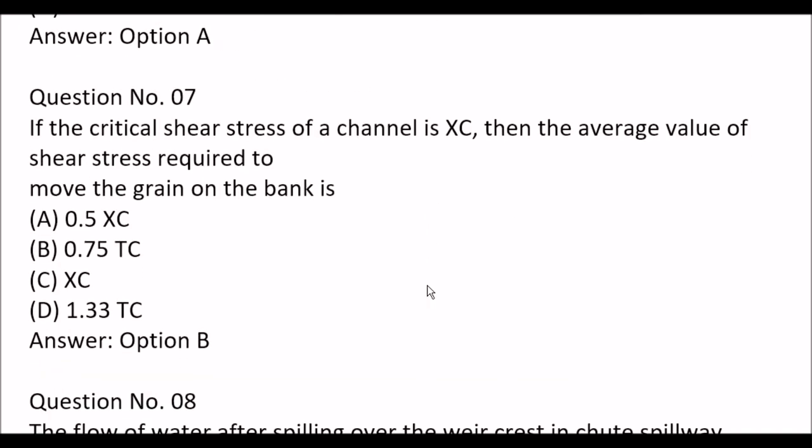Next question. If the critical shear stress of a channel is τc, then the average value of shear stress required to move the grain on the bank is option A, 0.5 τc. Option B, 0.75 τc. Option C, τc. Option D, 1.33 τc. Right answer is option B, 0.75 τc. Okay. Next question.